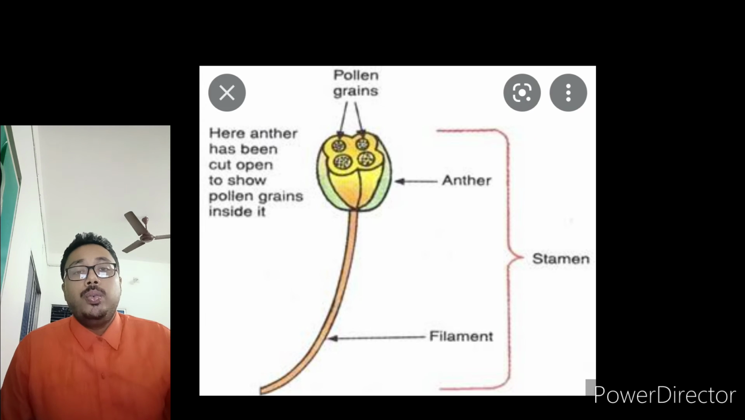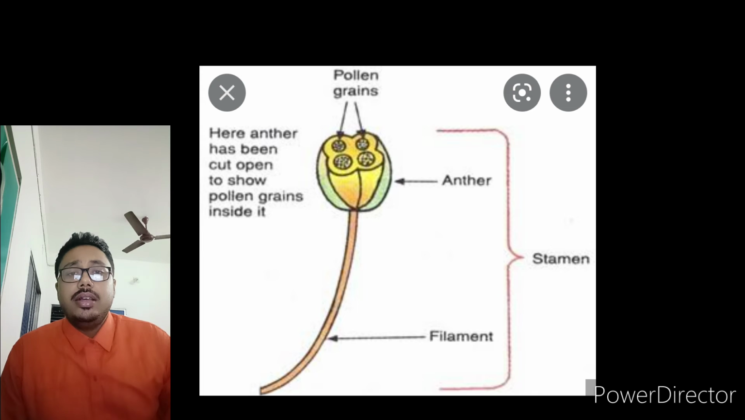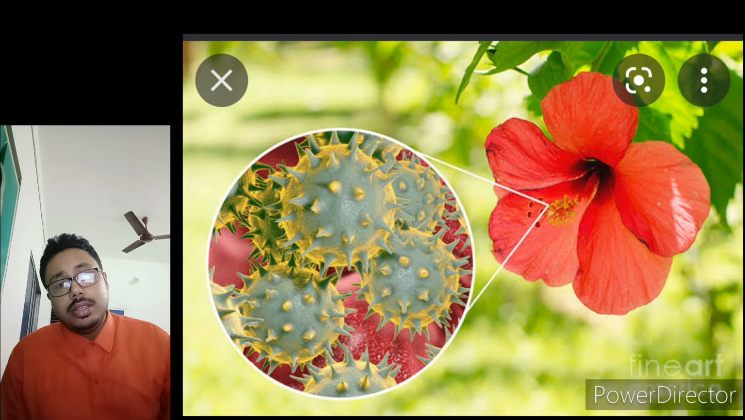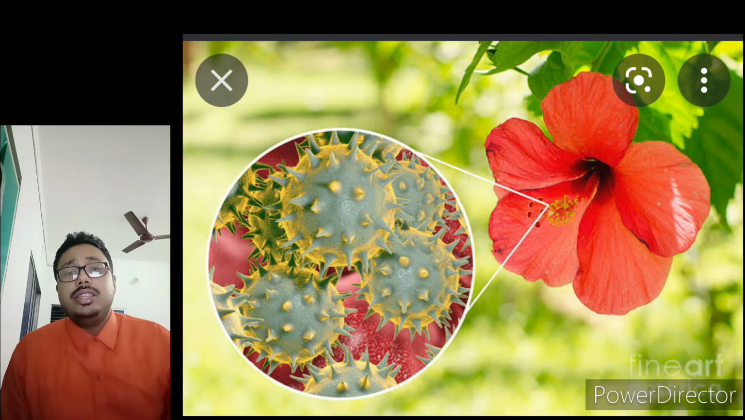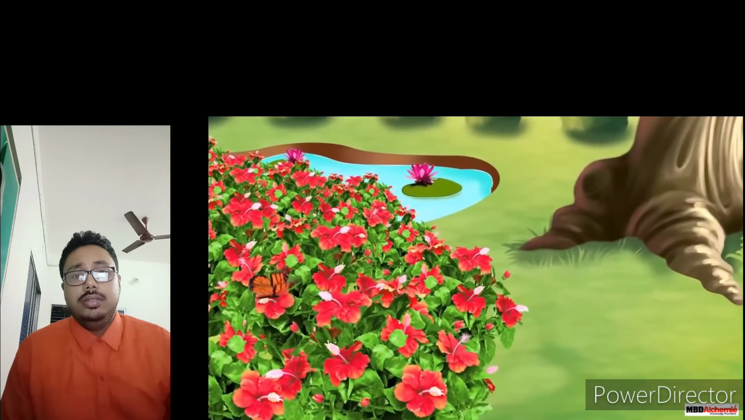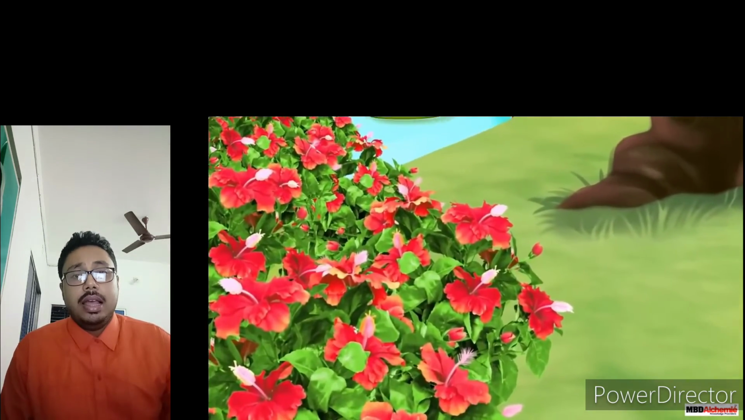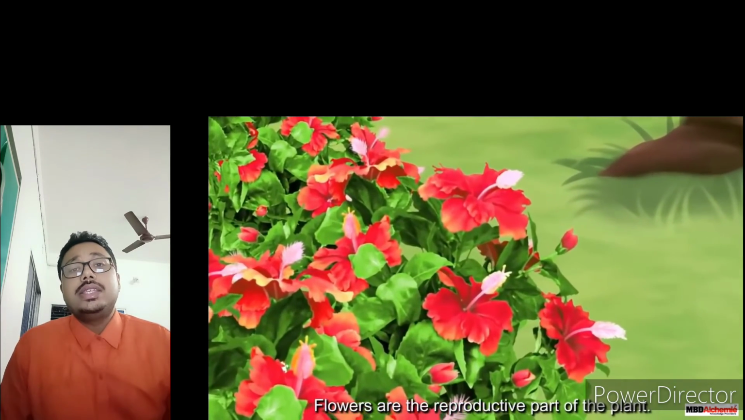In that sac we can find the pollen grains, the powdery structure. The powdery part is known as pollen grains, and within that pollen grains we can find the germ cells. So here we can find the male part of the plant, that is the male germ cell within the pollen grain. The pollen grain is present within the pollen sac, and the pollen sac is present within the anther, and the anther is part of the stamen.